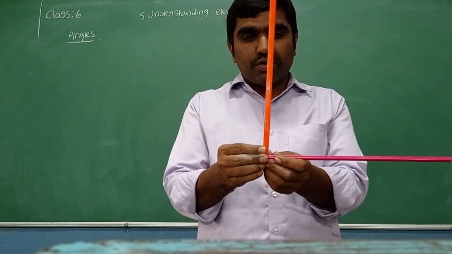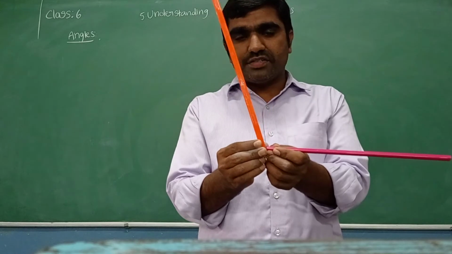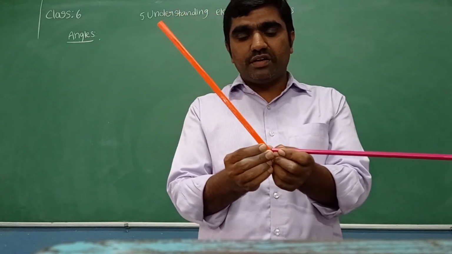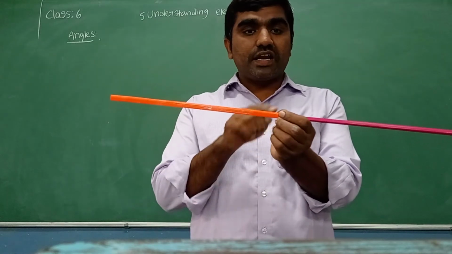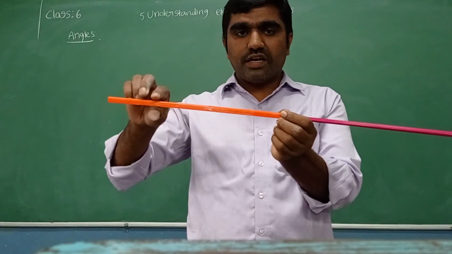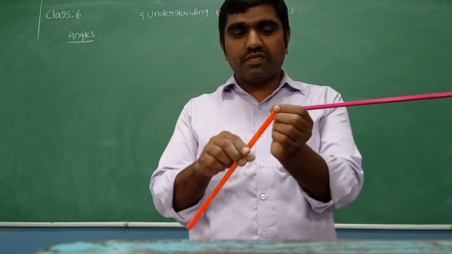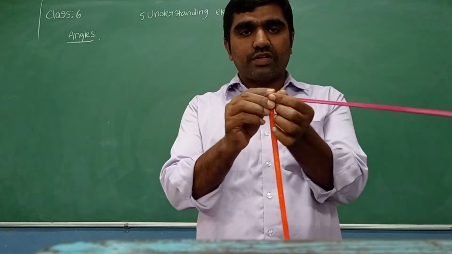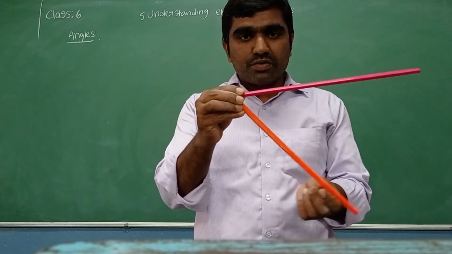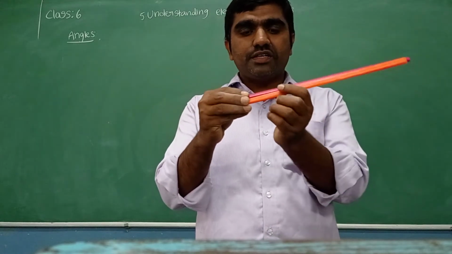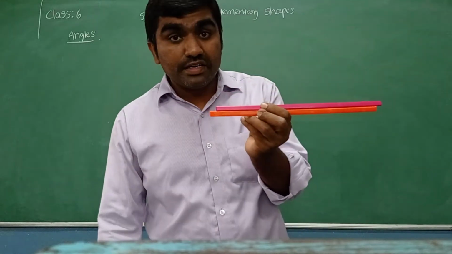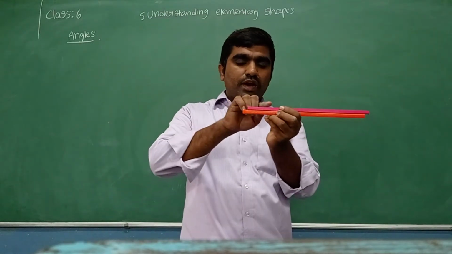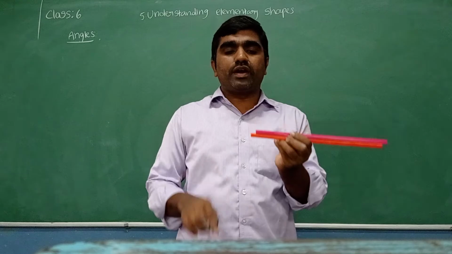Now still I will try to rotate the line segment. Now it is more than 90. What do we call this? Both are in opposite directions. It is called a straight angle. Now let me rotate like this. Now it is more than a straight angle. Once I bring it back to the same position, this one complete rotation is equal to 360 degrees. And this one complete rotation is called one revolution.